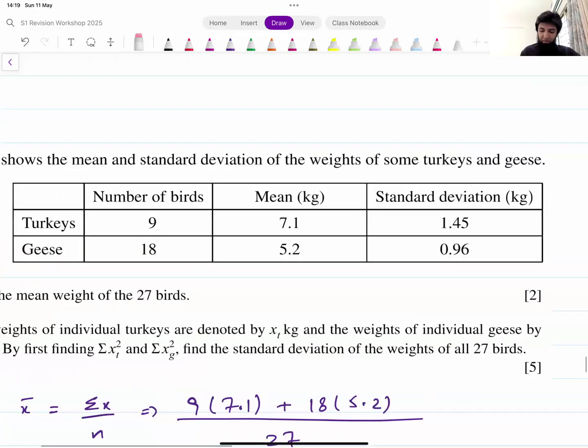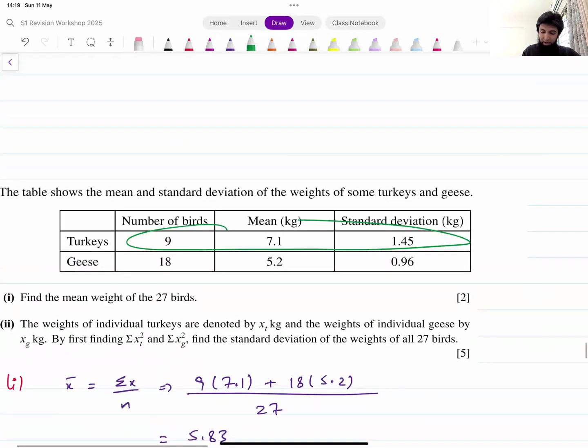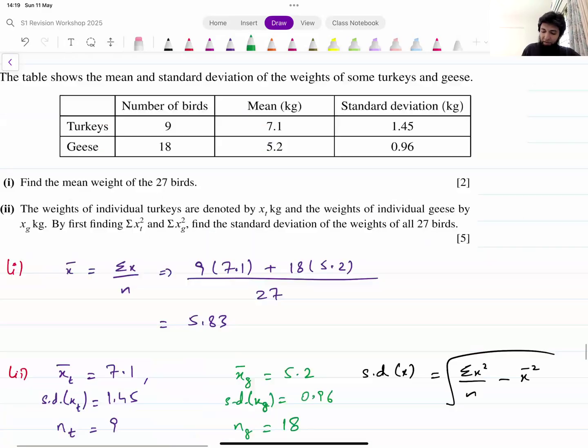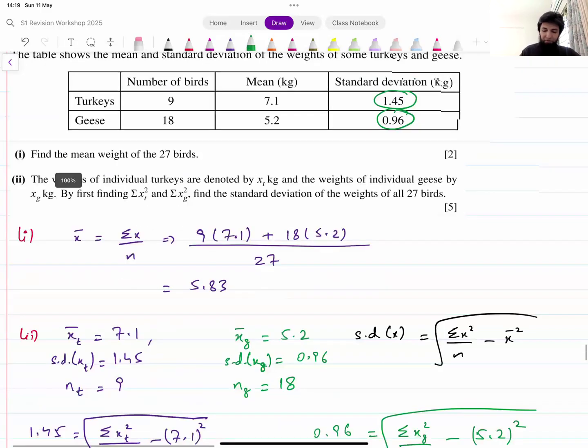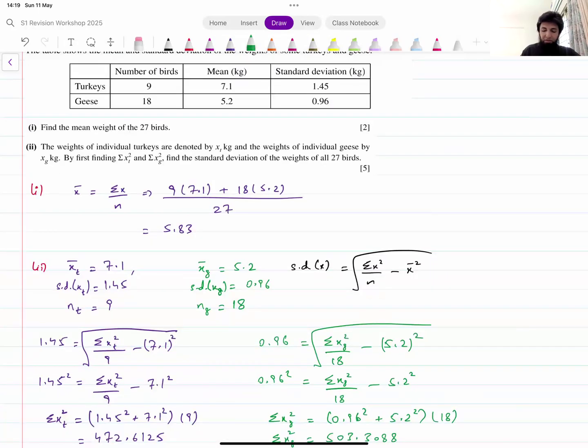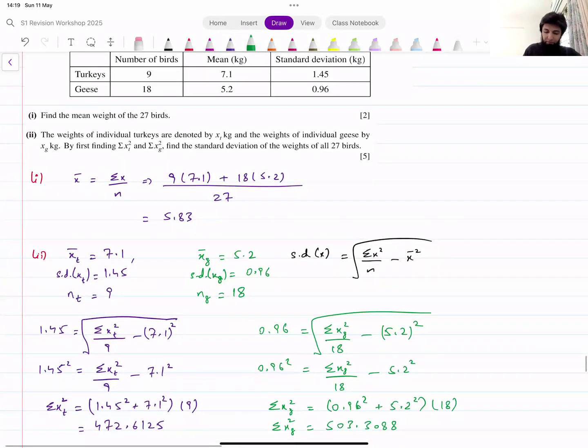We've got information given for them individually like this. For turkeys separately and for geese separately, what we can do is use the standard deviation that we have for them to find their sigma x squares individually, right? So we know for turkeys, the number of values is 9. For geese, it's 18. That's given. We've got their means given, 7.1 and 5.2, and we've got their standard deviations given. So we've got this information given in the form of the table above.